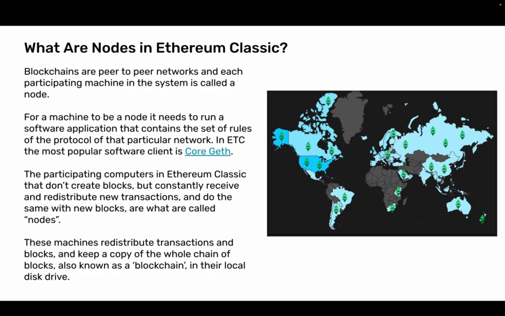Blockchains are peer-to-peer networks, and each participating machine in the system is called a node. For a machine to be a node, it needs to run a software application that contains a set of rules of the protocol of that particular network. In ETC, the most popular software client is CoreGeth. The participating computers in Ethereum Classic that don't create blocks, but constantly receive and redistribute new transactions and do the same with new blocks, are what are called nodes. These machines redistribute transactions and blocks and keep a copy of the whole chain of blocks, also known as a blockchain, in their local disk drive.